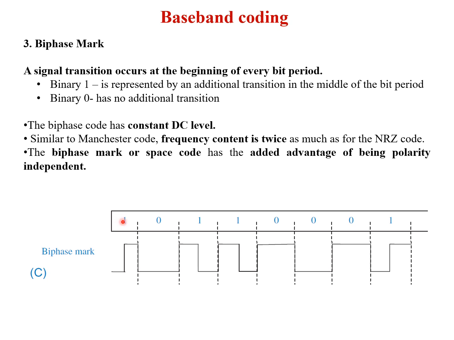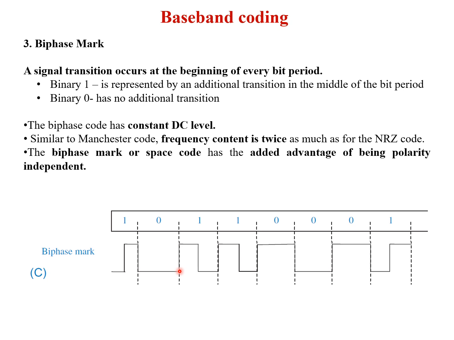Let us take this example, 10110001. How is 1 represented? 1 is represented by an additional transition in the middle. So there is a transition in the beginning, then an additional one in the middle of the bit. Then 0. There is a transition in the beginning of every bit period. So it's high, and it returns from high to low. Then there is no middle transition, so the entire duration is represented by absence of pulse.